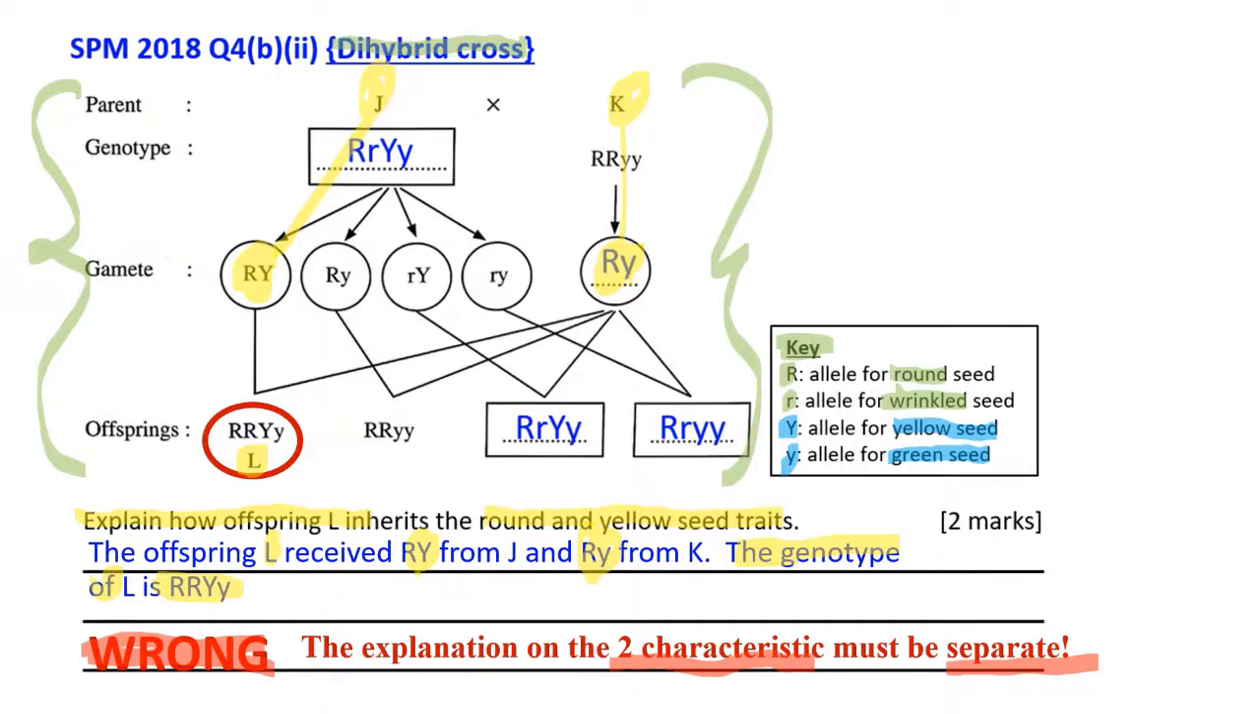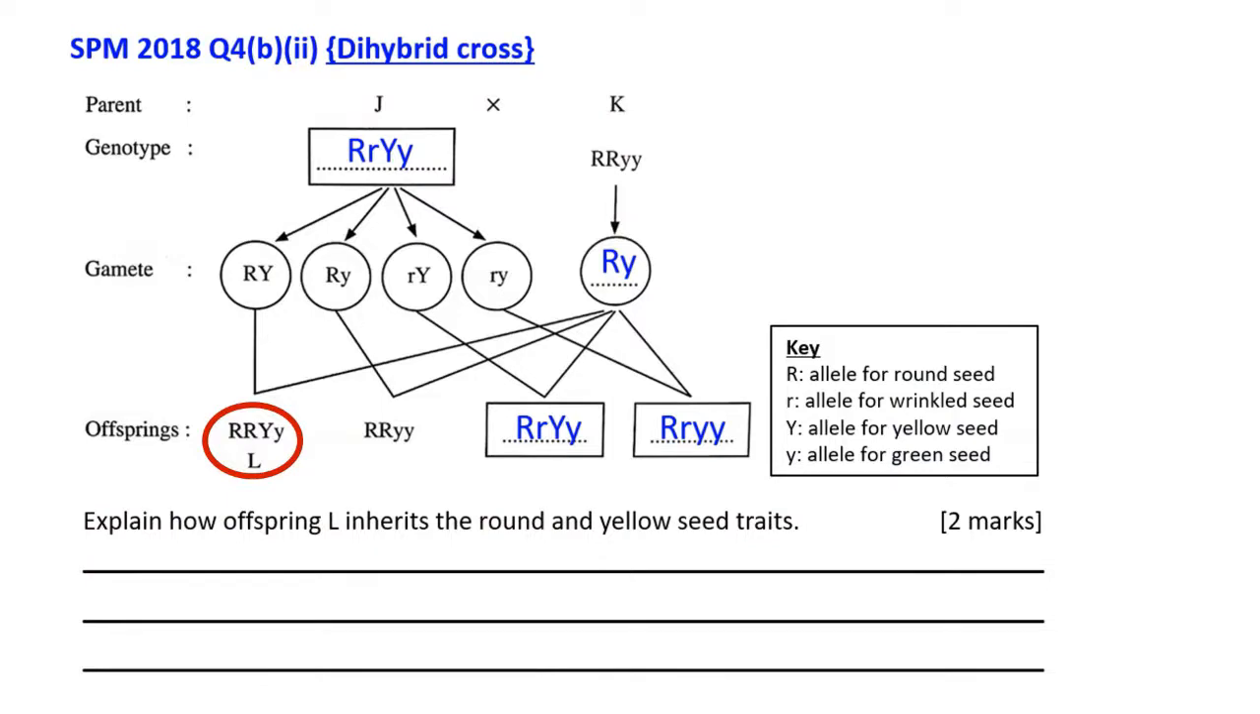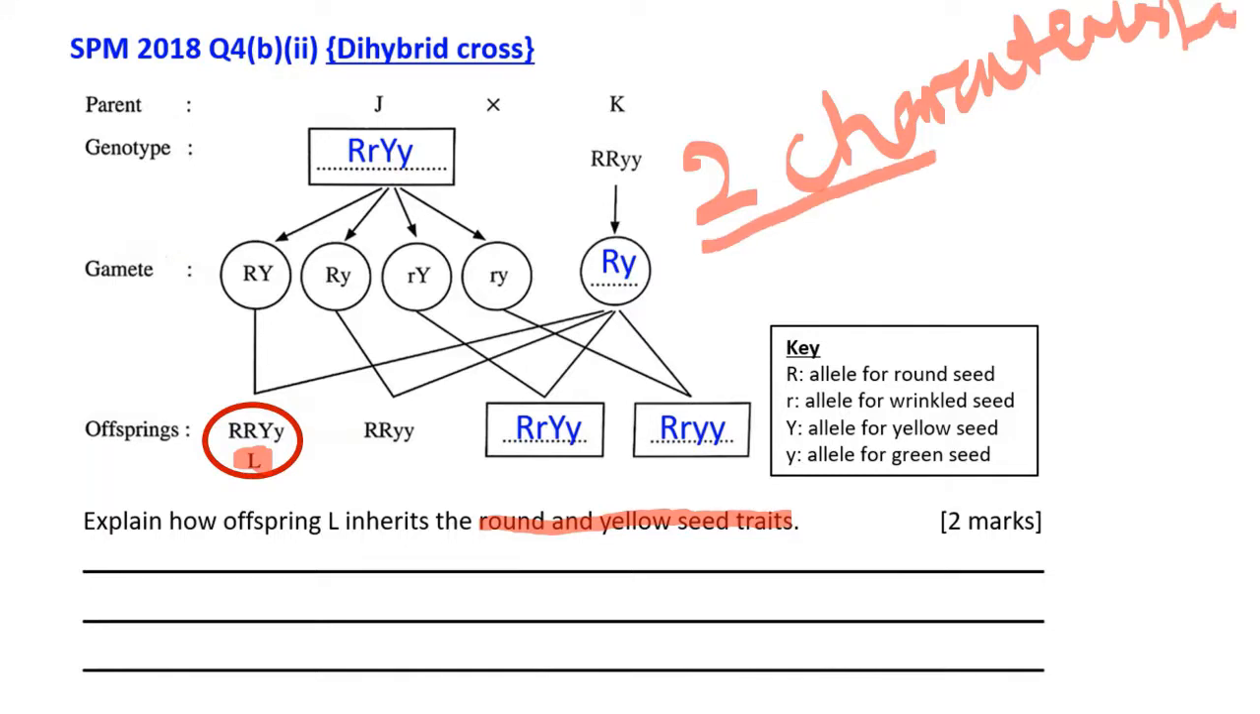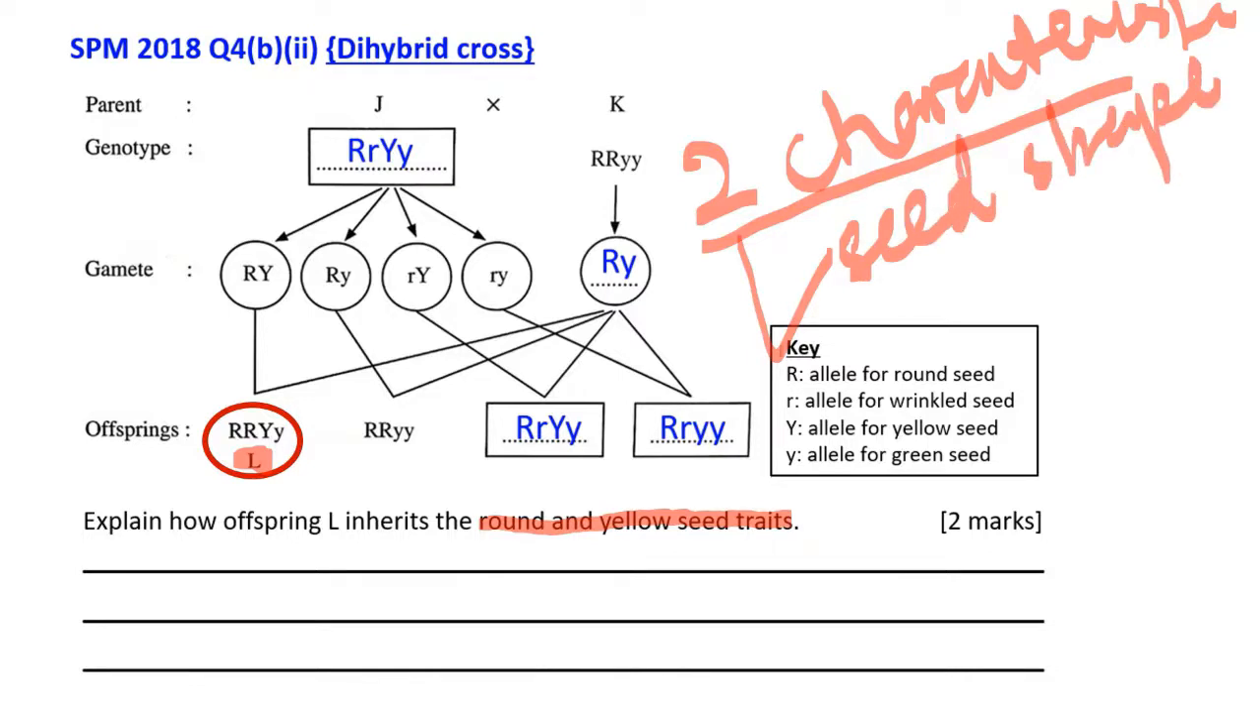So how to explain it? Again, we explain the genetic diagram in sentences. We need to explain how offspring L inherits the brown and yellow seed trait. So we need to explain these two characteristics separately, which is one about the seed shape and the other about the seed color.